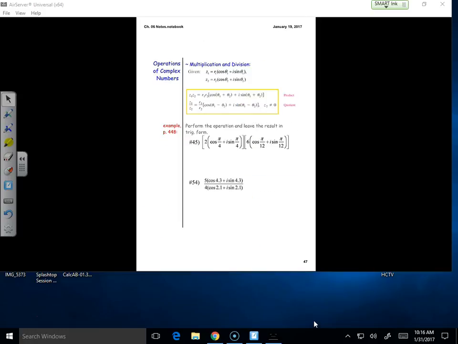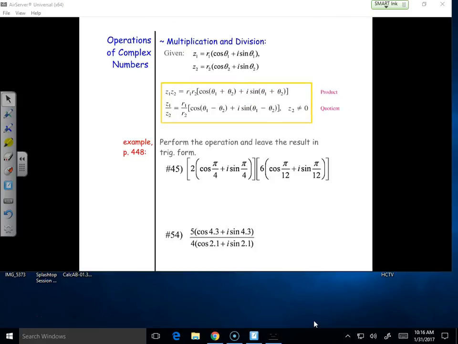Okay, so what else is there? Operations. You can do stuff with complex numbers. You can multiply, you can divide, and you can raise to a power, and then we're done.